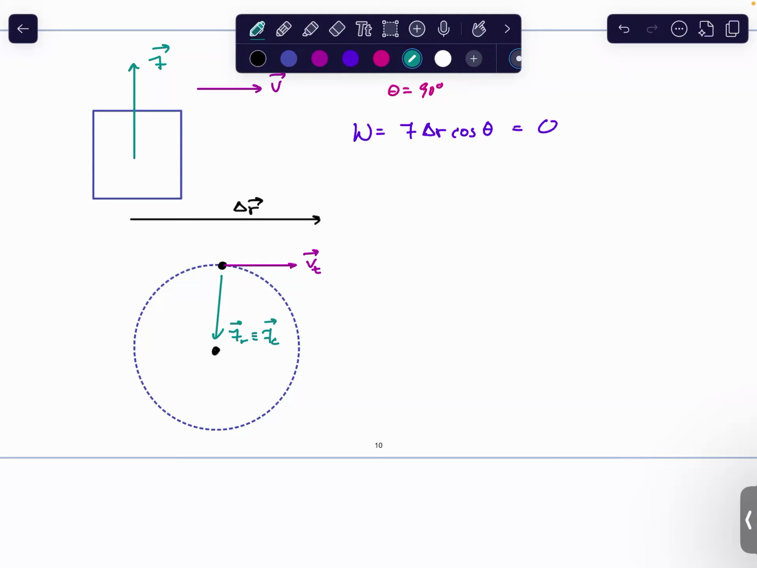And what do we remember? What do we remember about tangential velocity? So linear velocity and the centripetal force. What angle do they form with each other? 90 degrees. So that means when you have this object going in a circle, the work done by the centripetal force is 0.